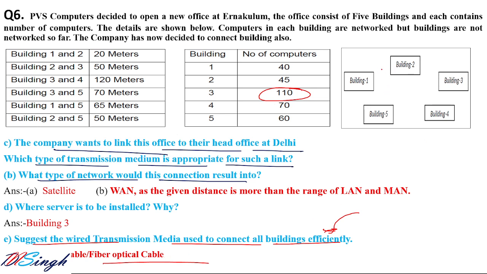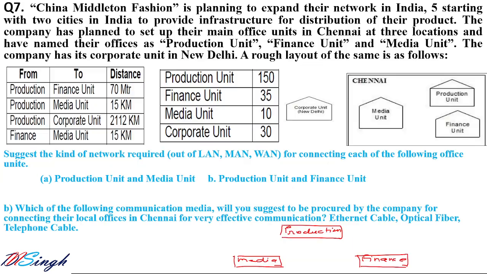So fiber optical cable is difficult to be used within the building while connecting multiple computers together, but between buildings easily we can use nowadays that optical fiber cable. So optical fiber cable can also be the answer. Question number 6. After that, question number 7. Again they have given some distances and how many computers each unit has. They have given a layout where you have some units like production unit, media unit and finance unit.